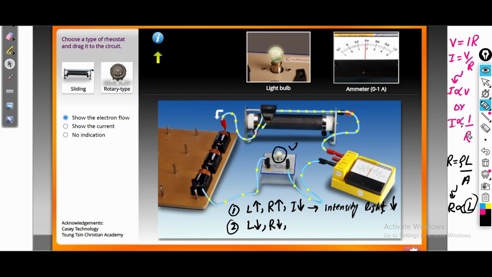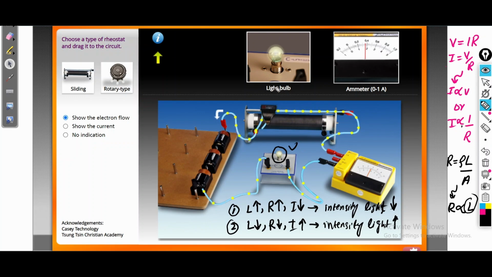And according to this relation, if the resistance is less, the current in that wire will be more. So here the current will increase. More current will pass through this resistor, through this bulb, due to which the intensity of light of that bulb will be increased. So this light will be more intense.